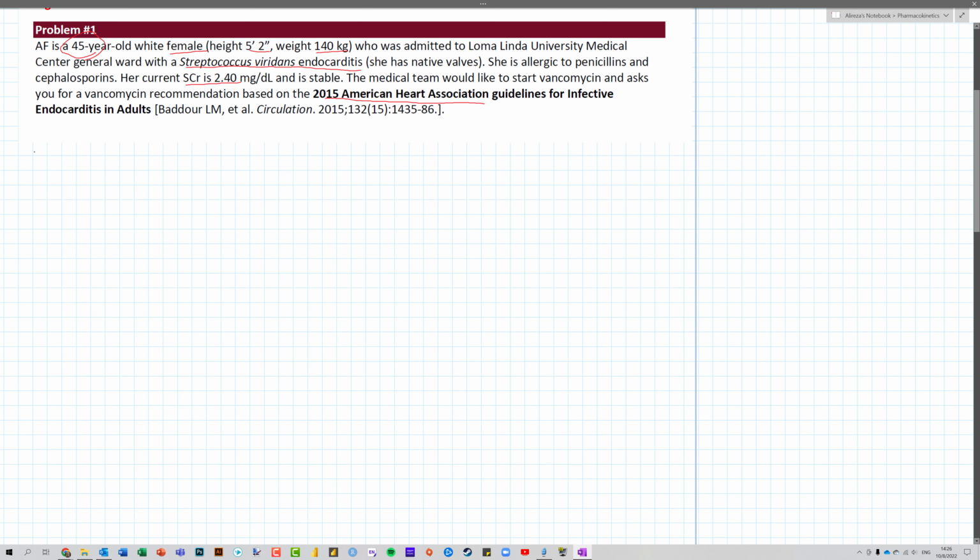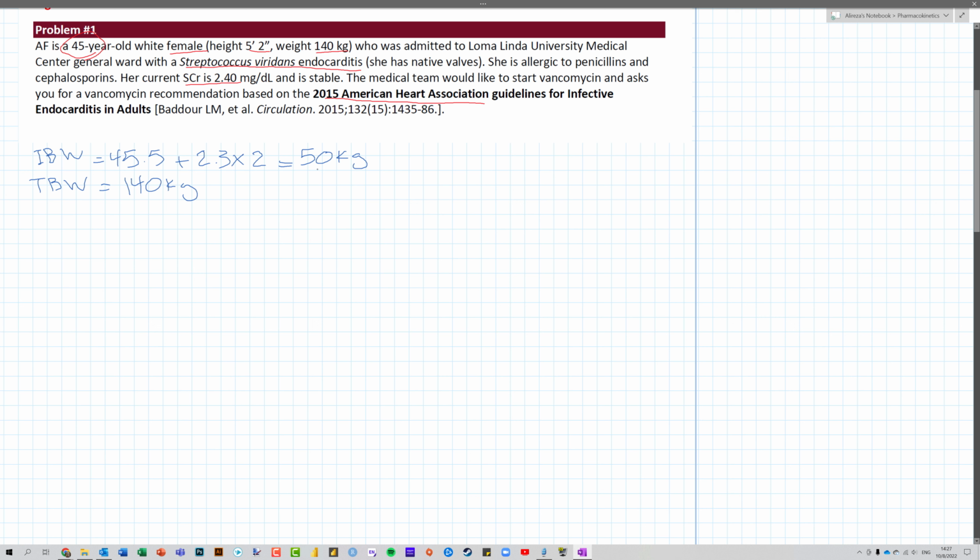So essentially, this patient's ideal body weight would be 45.5 because it's a female, plus 2.3 times 2 inches over 5 feet tall, which would give you 50 kilograms. So that's the ideal body weight. Next, we look at total body weight. In this case, it's easy because it's not in pounds, so we don't have to convert. It's already given to us, 140 kilograms.